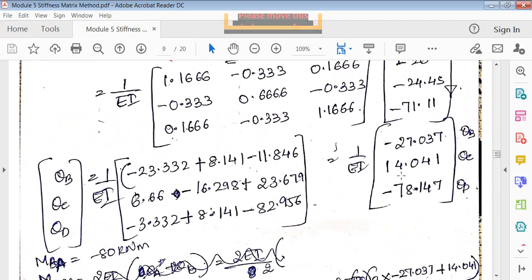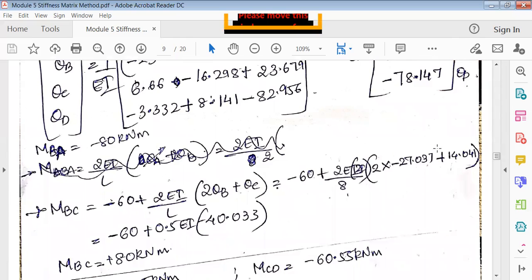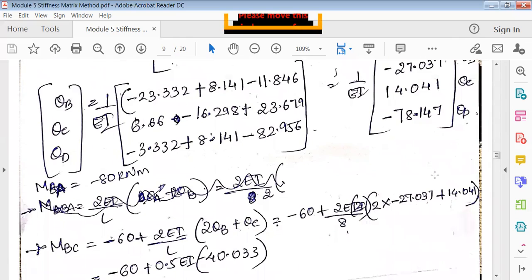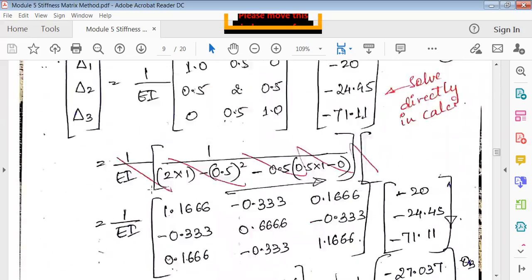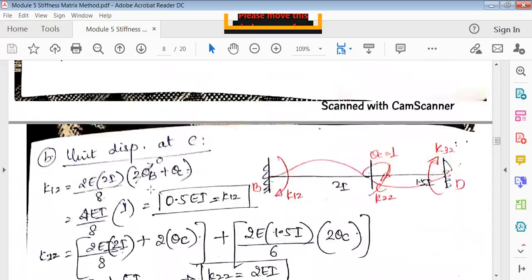Be careful with the minus sign also, because if one sign goes here and there, if plus becomes minus, minus becomes plus, the complete problem, the last answer will go all haywire. That's why you need to write these signs and consider the signs correctly. Once you get theta B, theta C, and theta D values, next is just the substitution. So put all these in the first equations.